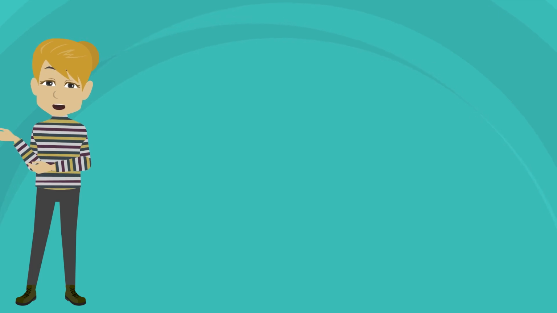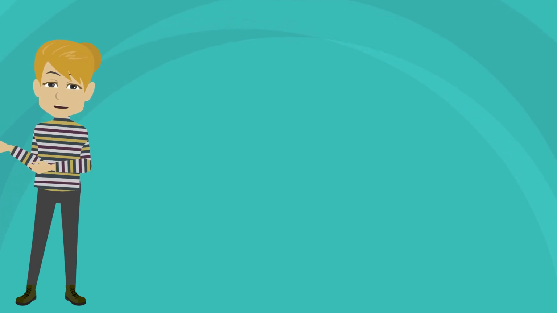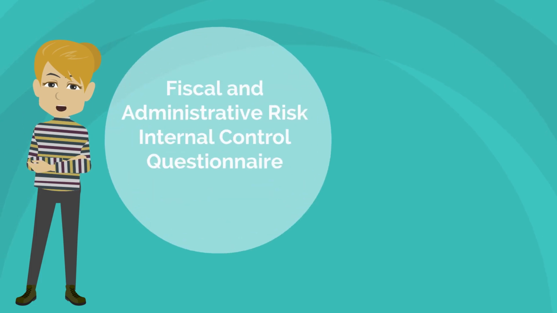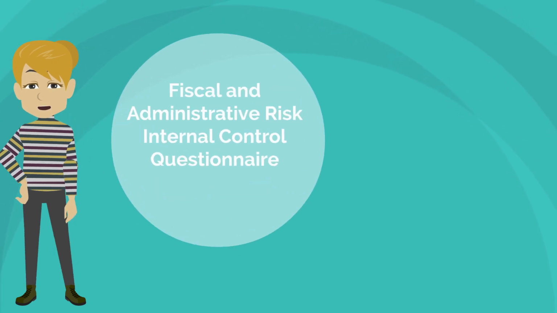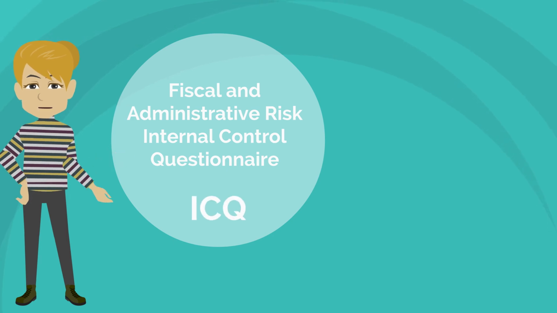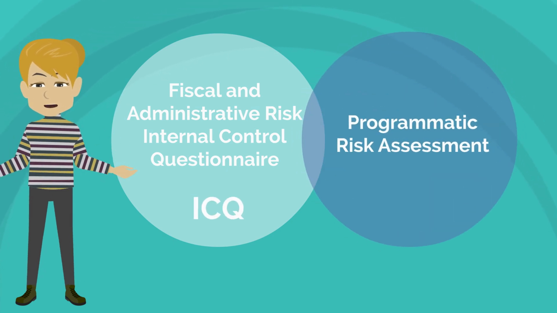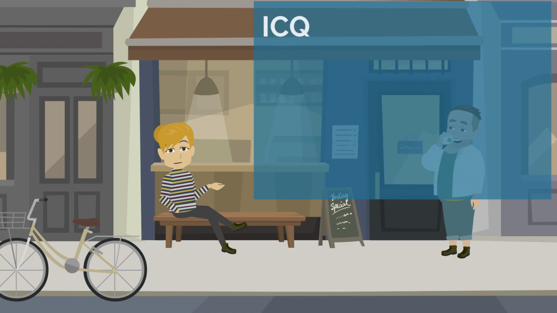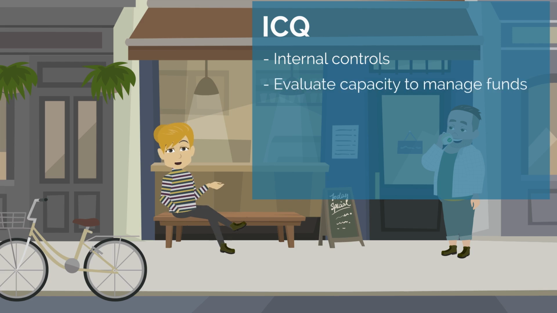There are two necessary risk assessments used by DCEO. The Fiscal and Administrative Risk Internal Control Questionnaire, also known as an ICQ, and the Programmatic Risk Assessment, or PRA. The ICQ is used to assess the internal controls of an organization and evaluate its capacity to manage grant funds.